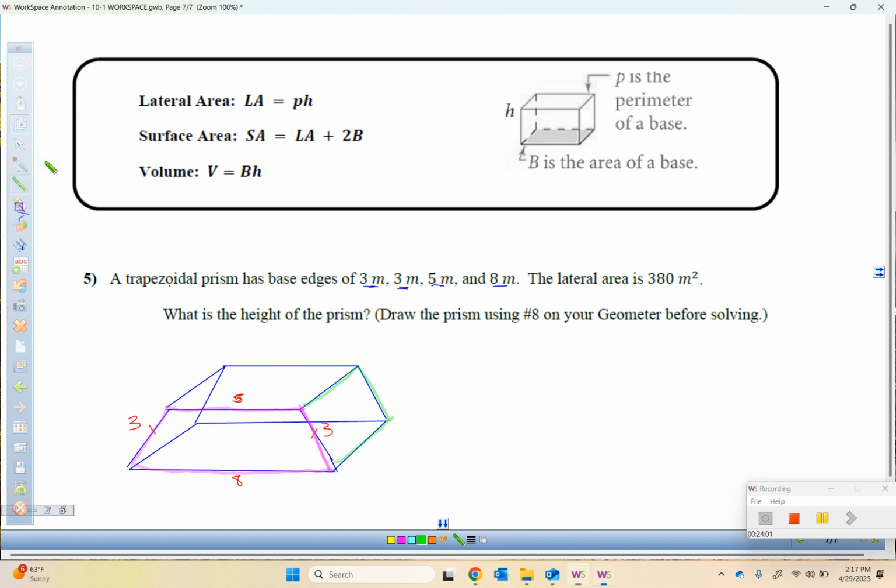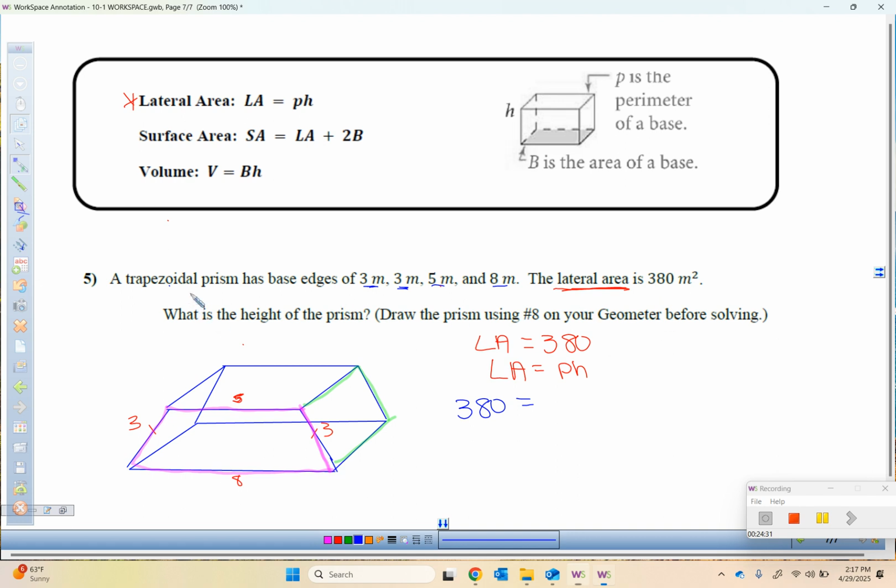Yeah, they are. Okay. All right, it tells me the lateral area, so we know we're dealing with lateral area, this formula here. And it tells me that it's 380 meters squared. So we're going to use this formula. We're going to use lateral area equals pH. Okay, lateral area equals pH. This is what we're using. So now we're just plugging in what we know, okay? Our LA is what? 380.